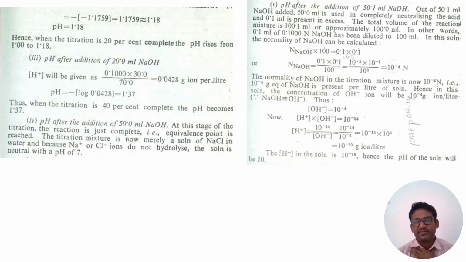Therefore, the concentration of H plus is equal to 10 to the power minus 14 divided by the concentration of OH minus ion, which is 10 to the power minus 4. That is 10 to the power minus 14 divided by 10 to the power minus 4, which is 10 to the power minus 10 gram ion per liter. Therefore, the concentration of H plus in the solution is 10 to the power minus 10. Hence, the pH of the solution will be 10.